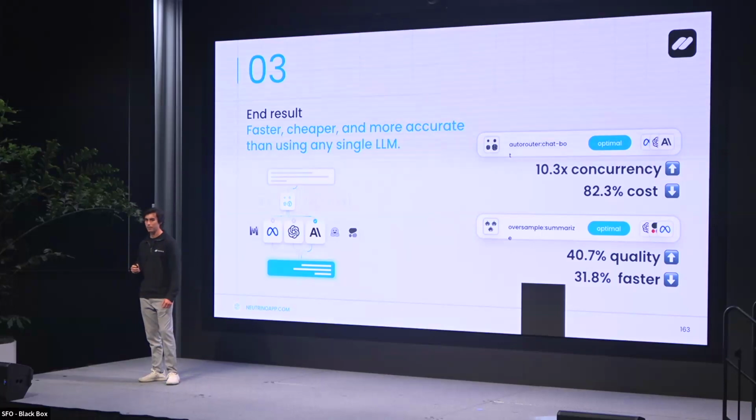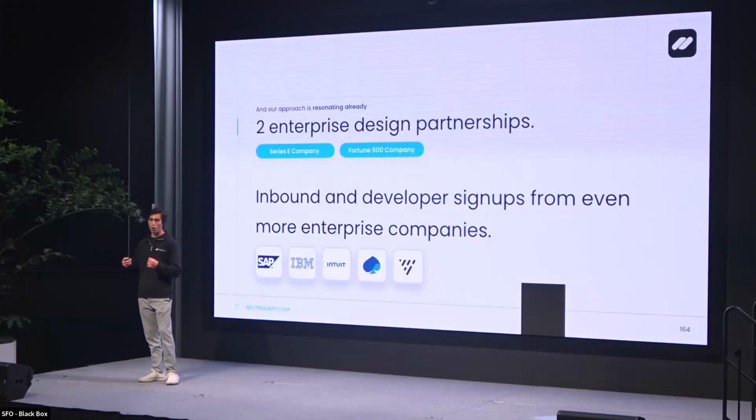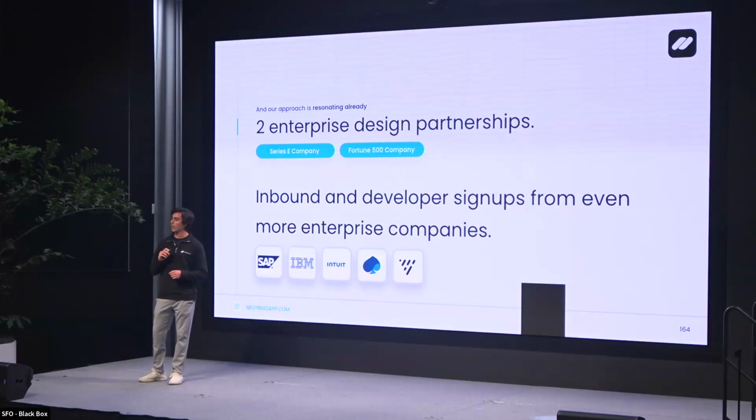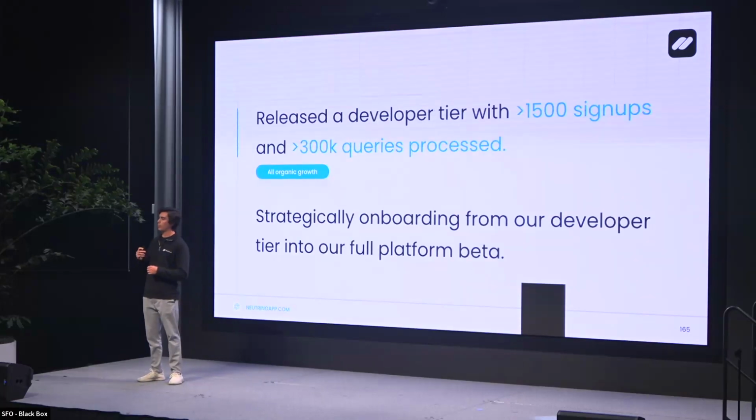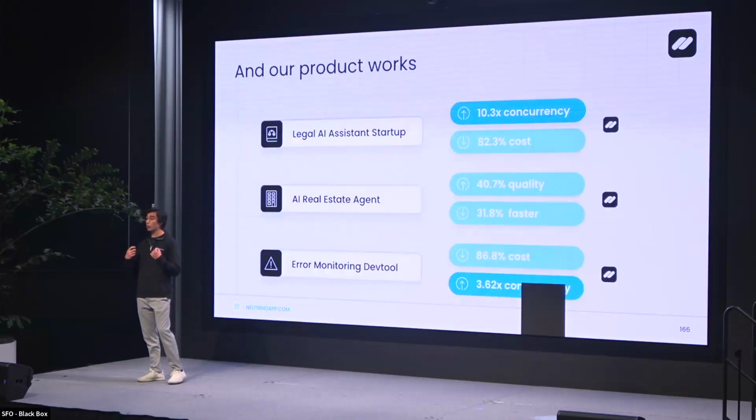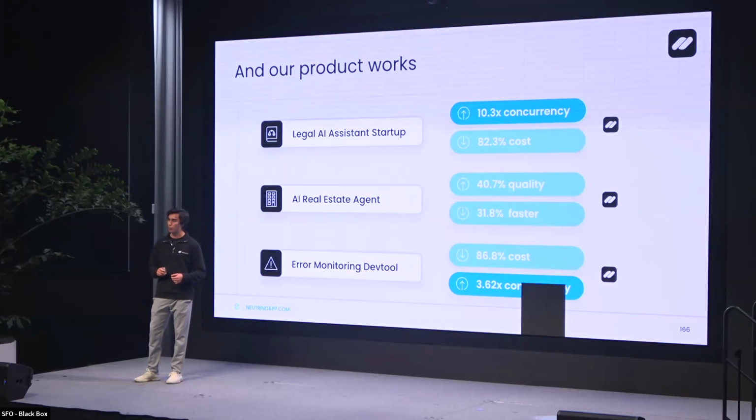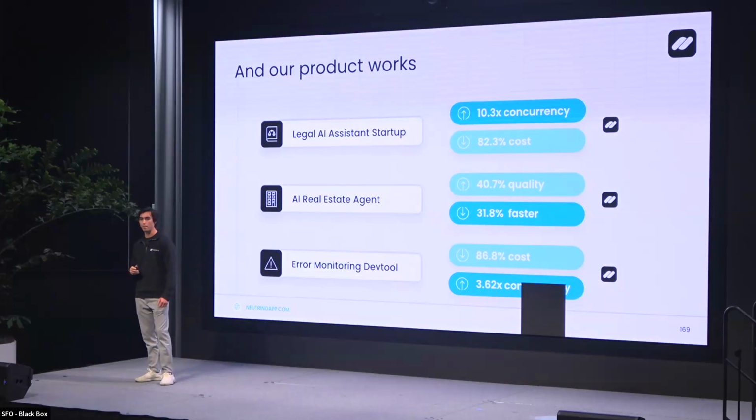across an application. And our approach is resonating already. We've done 2 enterprise design partnerships. We've gotten inbound and developer signups from even more enterprise companies. We've released a developer freemium tier with over 1,500 signups and over 300,000 queries processed. And we're strategically onboarding from our developer tier into our full platform beta. And our product works. We can consistently increase supported concurrency, slash costs, improve quality, and decrease latency across a variety of use cases in production.